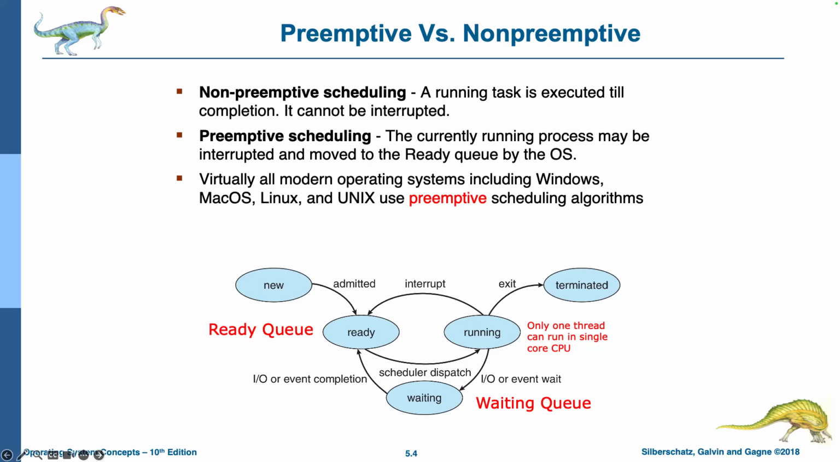Who can answer this question? Why is the modern operating system preemptive? I know preemptive must be more complicated than non-preemptive, so why is it more of a why? I need the new ones to answer the question. Yeah, please.